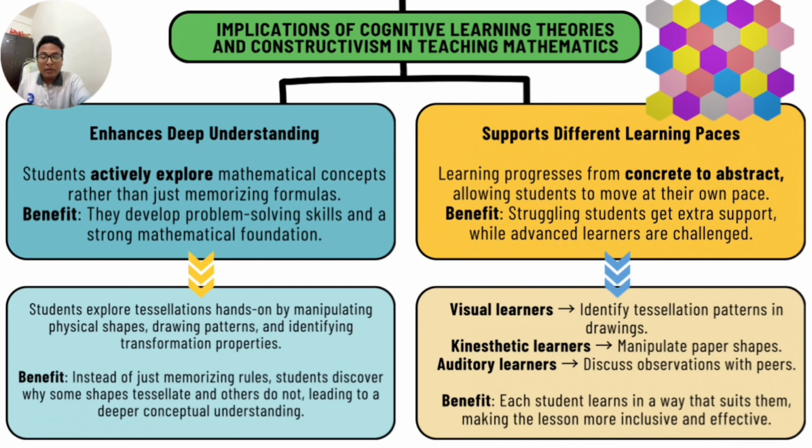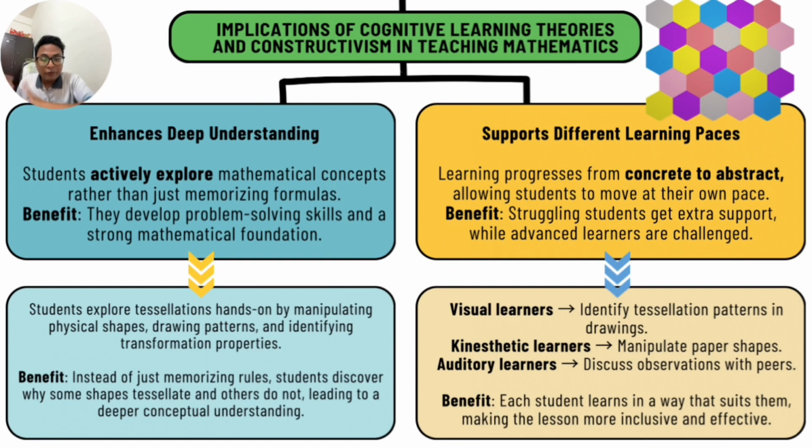Like in the activity before, students explore tessellation hands-on by manipulating physical shapes, drawing patterns, and identifying transformation properties. So the benefit is that instead of just memorizing the rules, students discover why some shapes tessellate and others do not, leading to a deeper conceptual understanding. The second one is supporting different learning paces. Learning progresses from the concrete to the abstract, allowing students to move at their own pace. So the benefit is struggling students get extra support, while advanced learners are challenged.